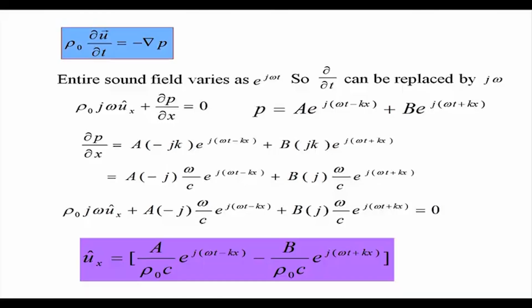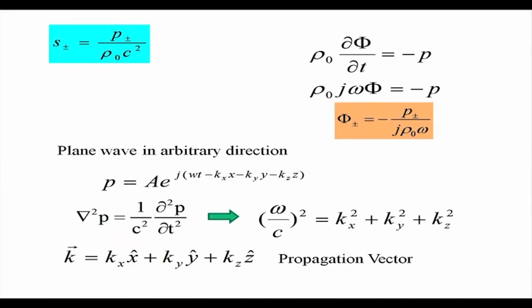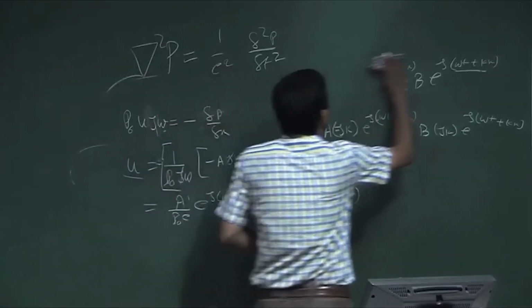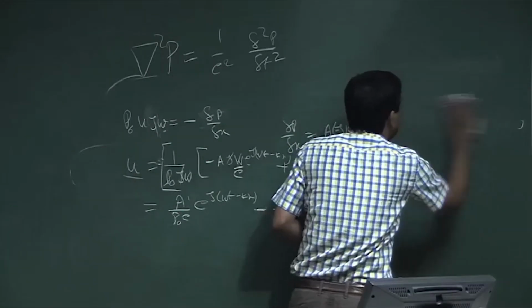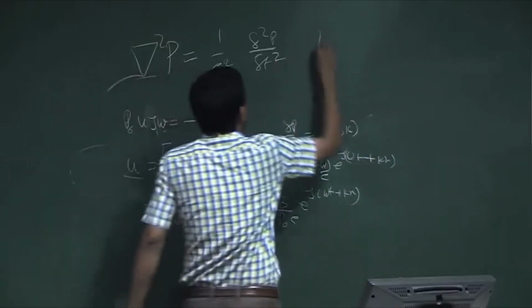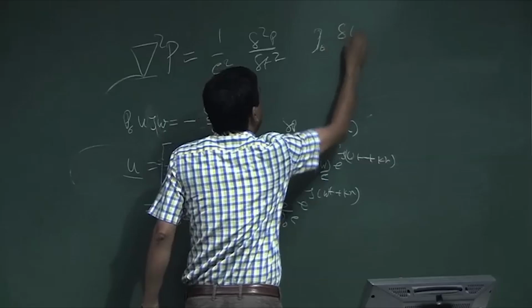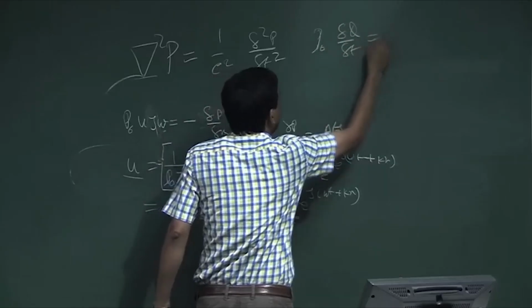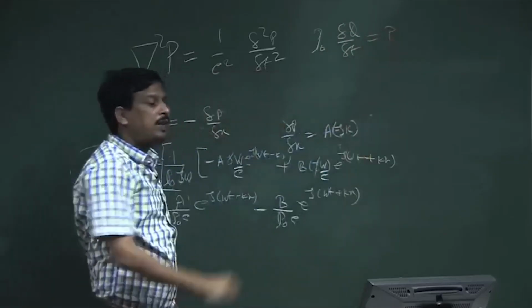Now, what is phi? Phi is the velocity potential. I said phi is the velocity potential. So rho 0 del phi by del t is equal to p.